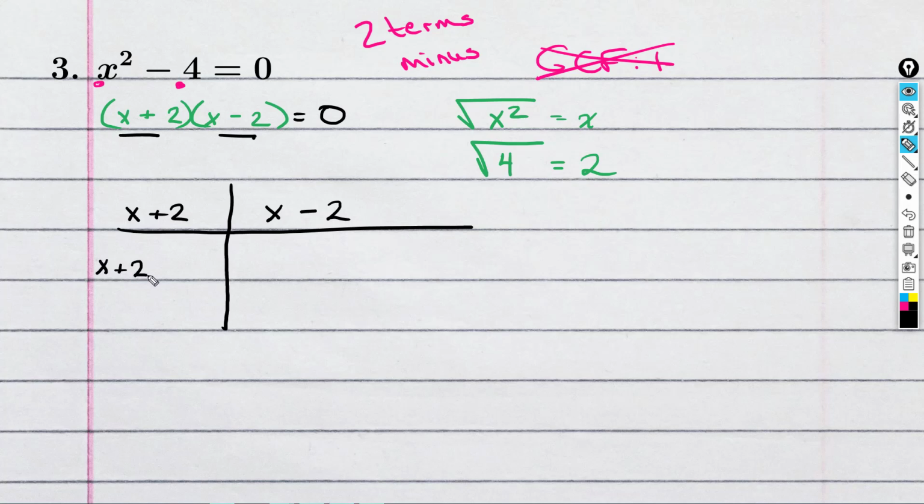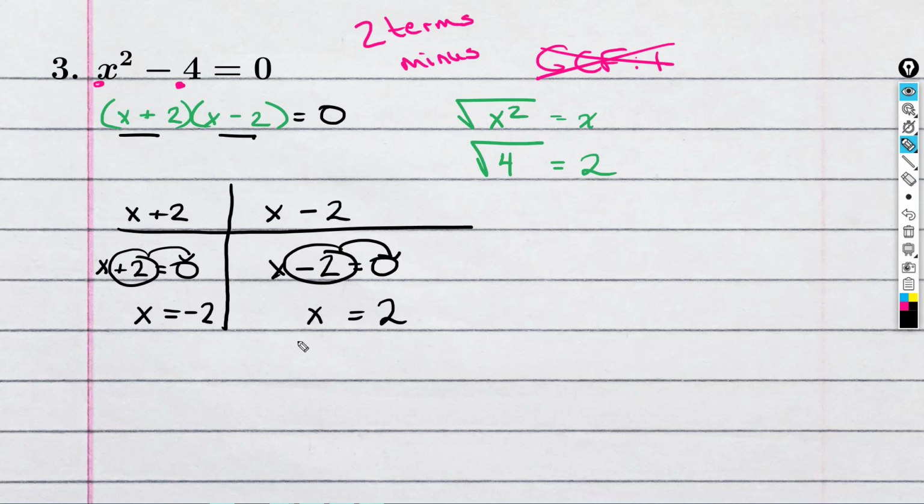And so x plus 2 equals 0. I need to move the 2 to the other side. So when I do that, it becomes x equals negative 2. X minus 2 equals 0. You need to move the minus 2 to the other side. So when I do that, it becomes positive 2. So those are my 2 solutions. So x equals, the smaller number is negative 2. The larger number is 2.